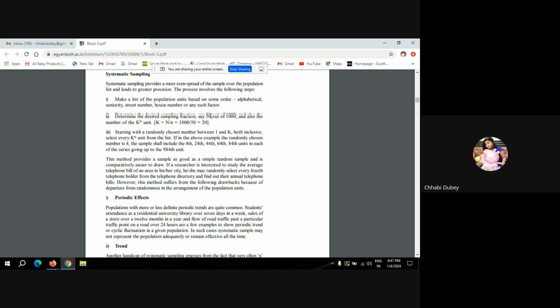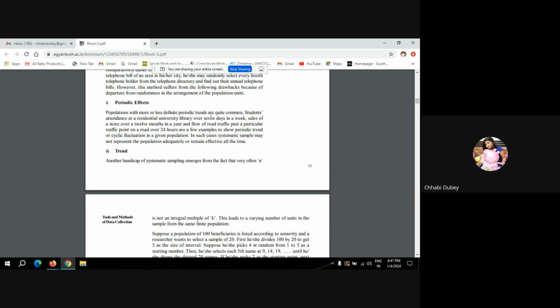Right? It could be based on alphabetical order. It could be based on seniority, maybe street number, house number, or any such factor. But we are going to make a list of the population in some order. We will determine the desired sampling fraction. Say if we want to take 50 out of 1000, or maybe 100 out of 1000, and so forth, starting with a randomly chosen number. Okay, we are going to choose the different samples from this, and this is a very good method of sampling, just like simple random sampling, and it is comparatively a very easy method.